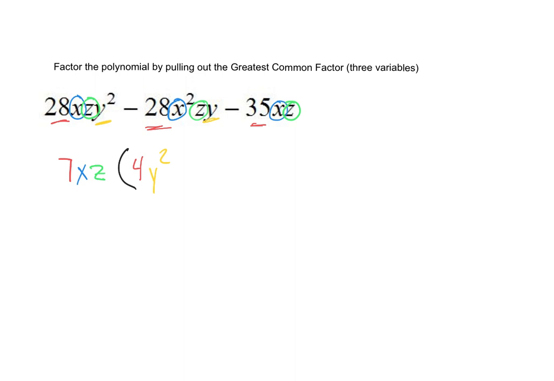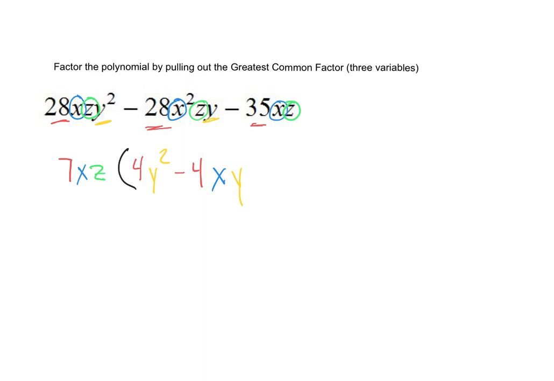Negative 28 divided by 7, well, that gives me negative 4. X squared, and I take out 1, so there's one x left. Z, and I take out the z, so there's none left. And then there's just a y left because I'm not factoring that out.